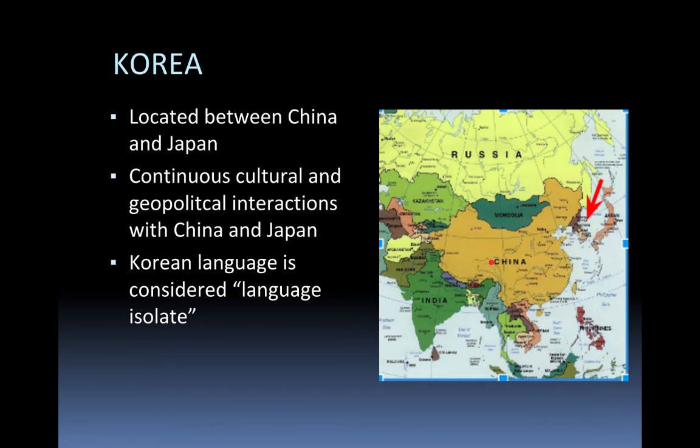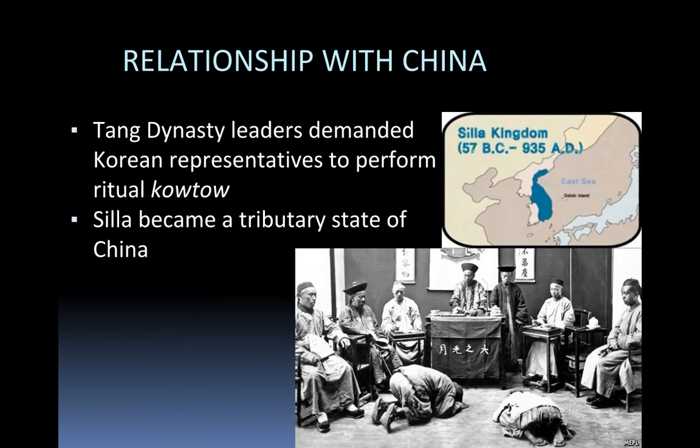The Korean language has developed somewhat independently from Chinese and Japanese, although we will see that there is some syncretism once these cultures start to interact more frequently with one another. In terms of the relationship with China, Korea was essentially a tribute state during the Tang Dynasty.